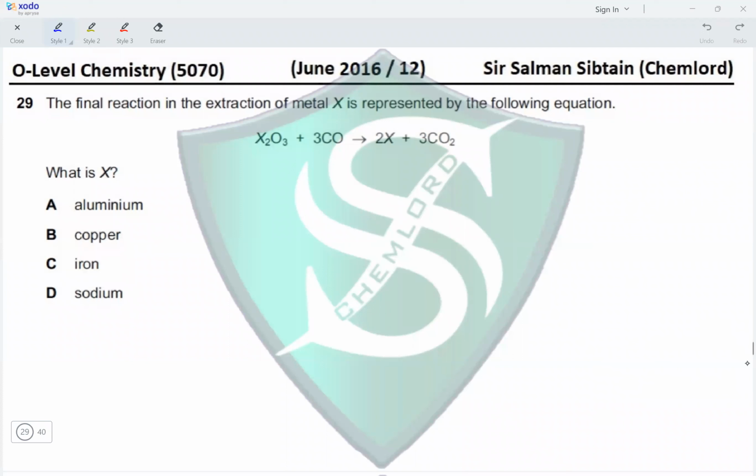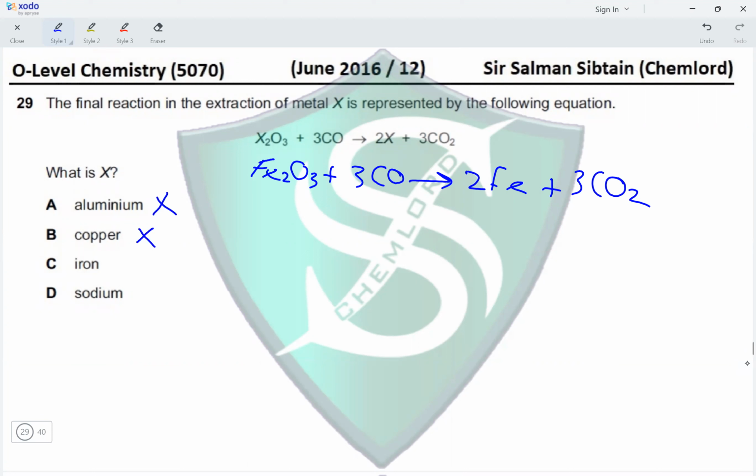Question 29. The final reaction in the extraction of metal X is represented by the following equation. X2O3 plus 3CO gives 2X plus 3CO2. This is the process that takes place in the blast furnace when hematite is reduced. X is iron. Fe2O3 plus 3CO gives 2Fe and 3CO2. What is X? Aluminium? No. Copper? No. Iron? Yes. Sodium? No. Therefore, the correct option for this question is option C.